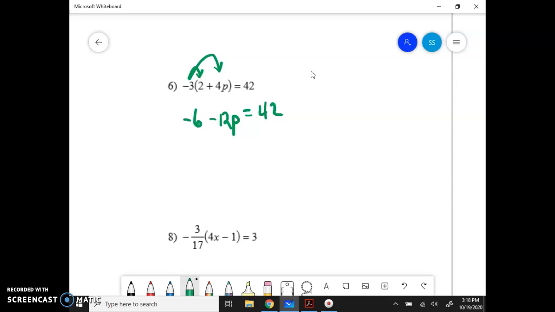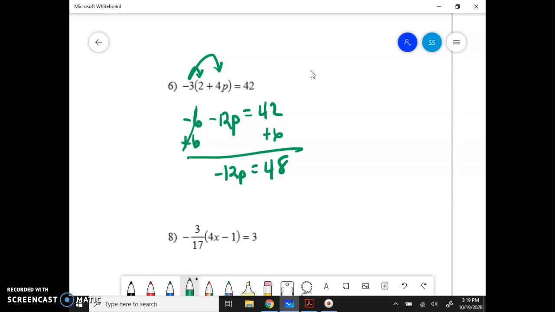Now remember we're working in reverse GEMDAS order, where I always say you don't want to mess with a variable until that's all you have left. So I'm going to get rid of this negative 6. So I'm going to add 6, add 6. This cancels out. I'm left with negative 12p is equal to 48.